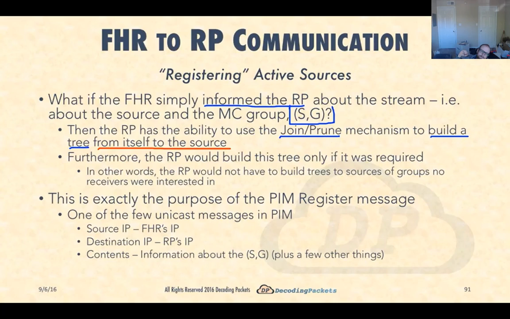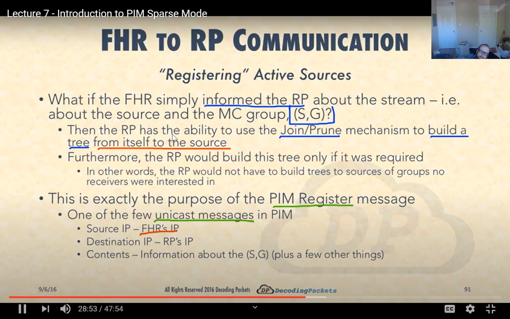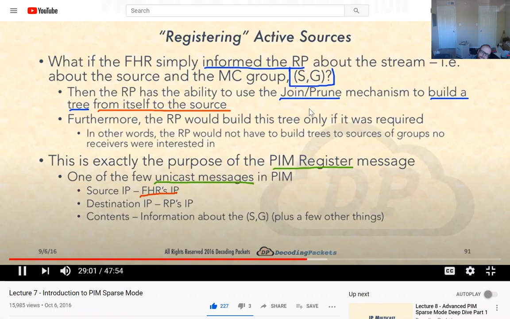So if you remember, there is a special message called the register message. This is PIM message type 1. It is one of the very few unicast messages in PIM. We'll see how this message being unicast actually helps us. Since it's a unicast message, it has a destination address. That is very simple: the source is the FHR's router ID, and the destination is the RP's address. So unicast is used there.